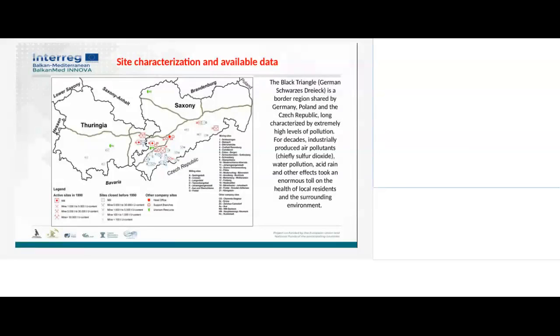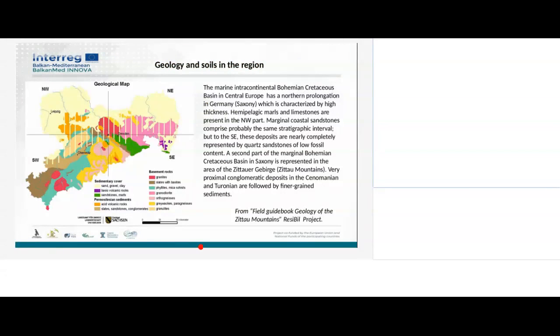I'm going to show you also the geology and soils in the region. So this area is part of marine intercontinental Bohemian Cretaceous basin in Central Europe. It is characterized by quite high thickness. The hemipelagic marls and limestones are present in the northwestern part. Second part of the Bohemian Cretaceous basin in Saxony is represented in the area of Zittau Mountains by fine-grained sediments.